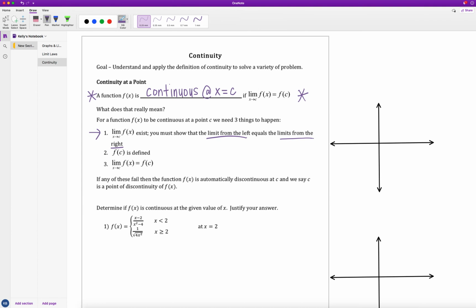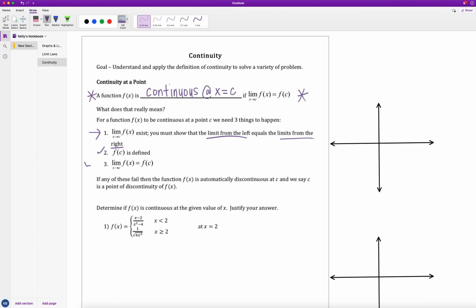The second thing we need here, which is also key, is that f of c has to be defined. What that means is, if I take the value c, can I plug that into the piecewise function and get a valid output? From a graph perspective, it means, is there a filled-in circle where x equals c and that value is defined for that coordinate pair?